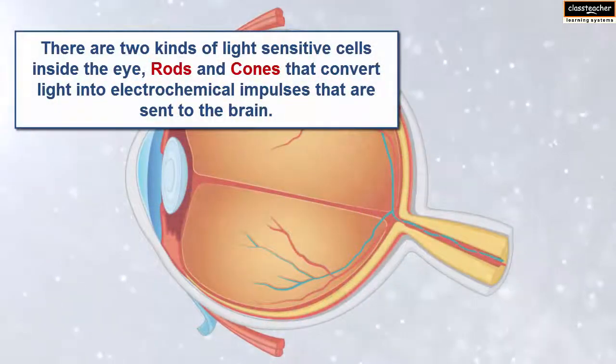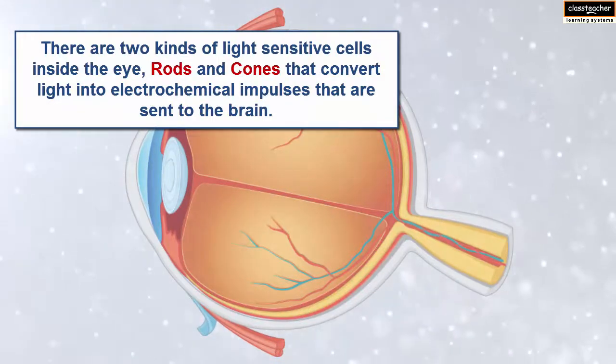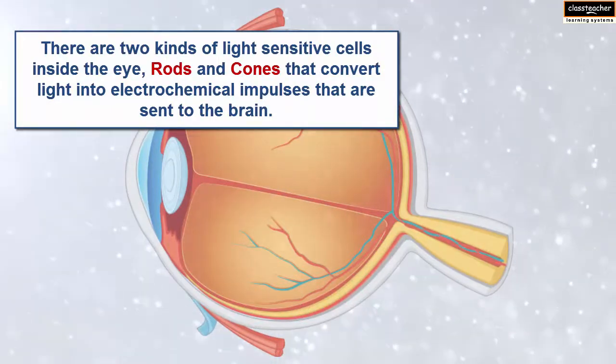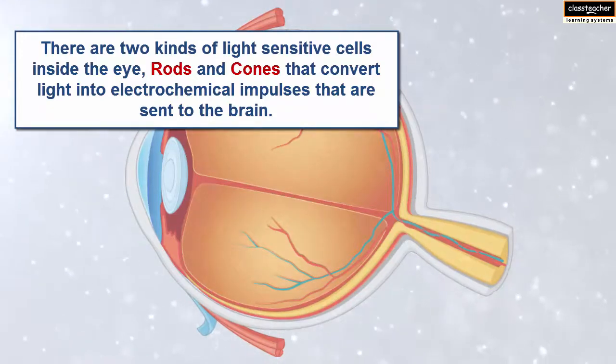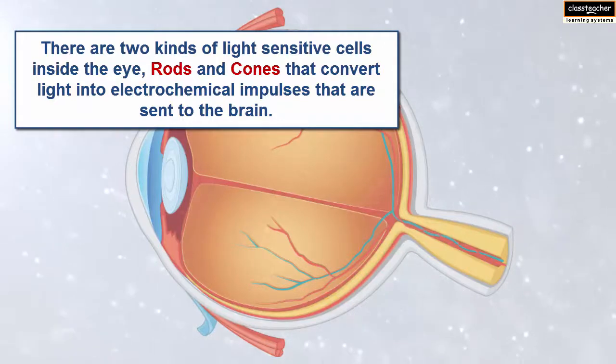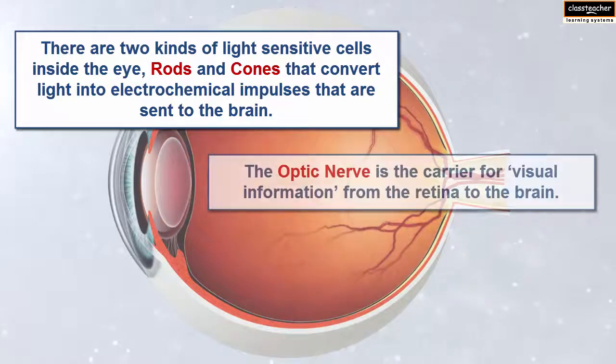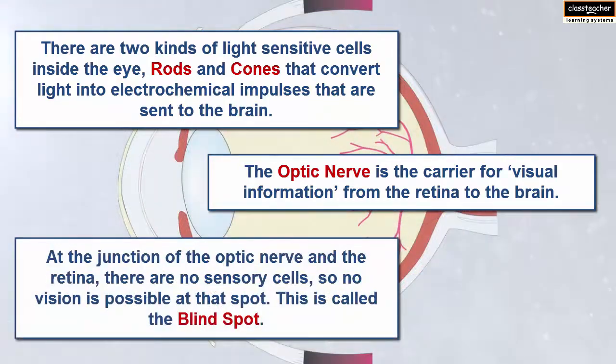There are two kinds of light-sensitive cells inside the eye, rods and cones, that convert light into electrochemical impulses that are sent to the brain. Rods aid vision in dim light, while cones are sensitive to bright light. The optic nerve is the carrier for visual information from the retina to the brain. At the junction of the optic nerve and the retina, there are no sensory cells, so no vision is possible on that spot. This is called the blind spot.